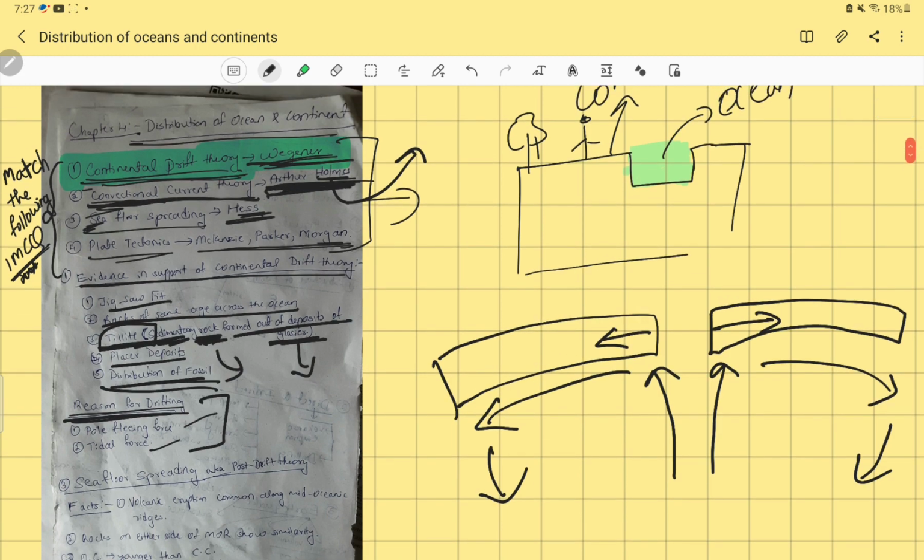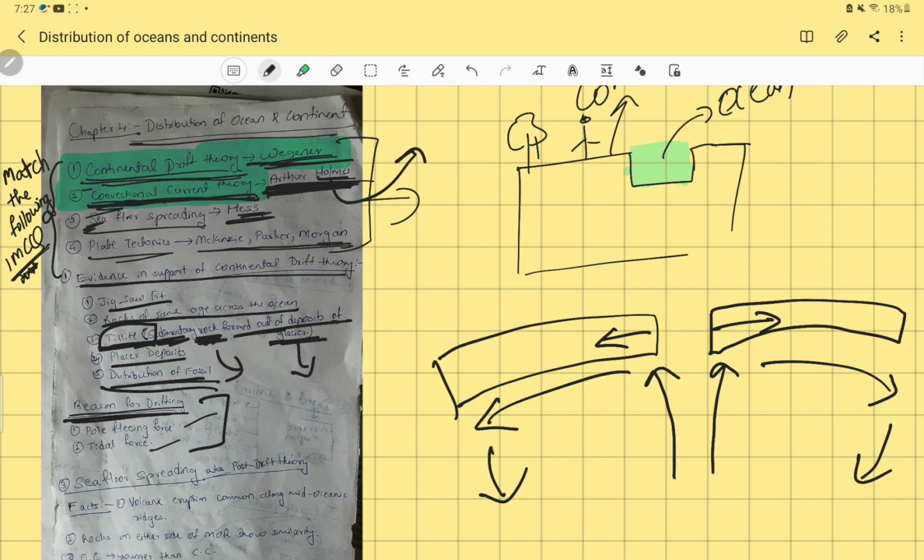You need not remember it in detail, just know that the convectional current theory is given by Arthur Holmes. Convectional current means a current which is moving in an upward direction. Then now we are done with the second theory as well.